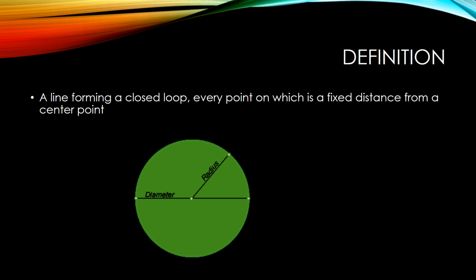Circles. A line forming a closed loop, every point on which is a fixed distance from a center point, is called a circle. A circle could also be defined as the set of all points equidistant from the center.